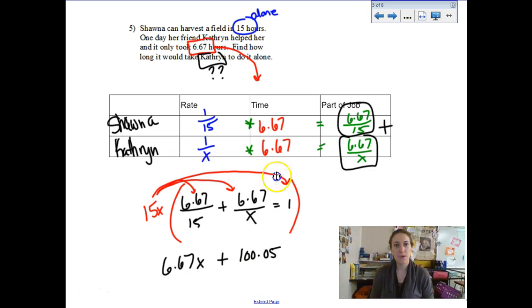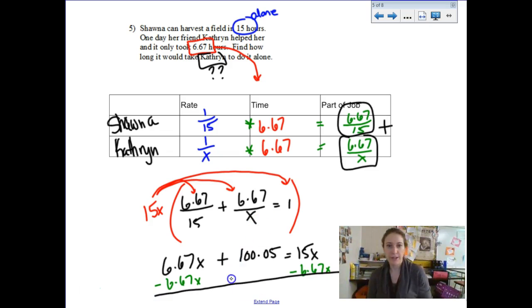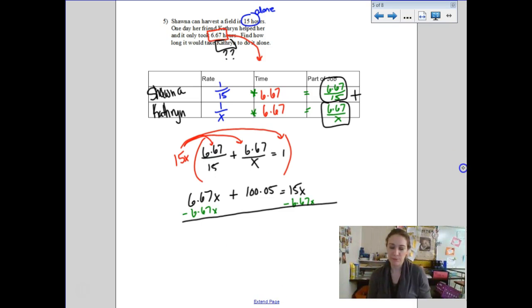And then don't forget that 1 is still being multiplied by the 15x. And now we have a more algebraic looking thing to solve. It's not as simple as the previous questions, of course. I'm sure you noticed the 6.67, not a pretty number, right? They probably rounded it off. It was probably literally 6 2/3, and they just ended up rounding. So we're going to get kind of a weird looking answer, and just understand that there's some truncation happening here.